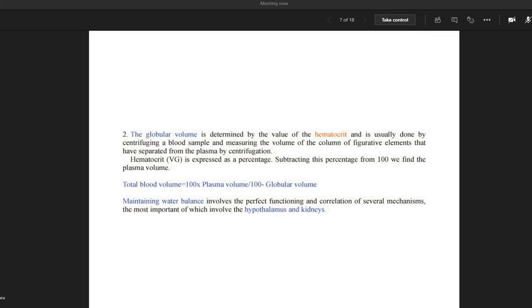Because don't forget the plasma volume we already determined before, and now we have also the globular volume. So we have everything we need in order to determine the total blood volume.